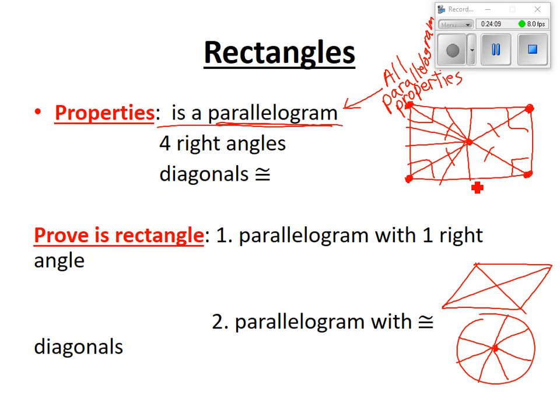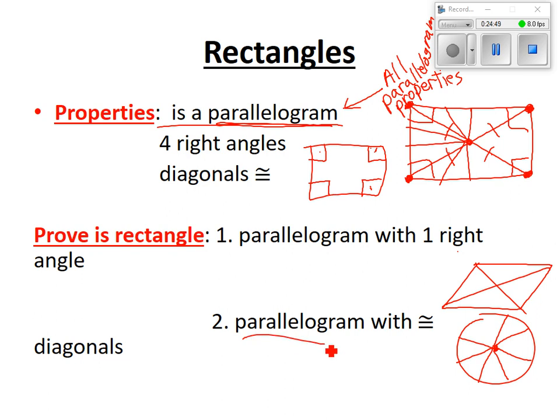To prove something is a rectangle, you can prove it's a parallelogram with 1 right angle. Now, we said it has 4 right angles. How come just 1? All right, if we have this shape and we're trying to prove it's a rectangle, and we know it's a parallelogram, and we know that this is a right angle, well, if that's a right angle, what's this angle down here have to be? A right angle. And then we know that these 2 angles are consecutive, so they have to add up to 180, so what's this one got to be? 90. And then this one's got to be too, so it works out that if you know one of them's a right angle, they're all going to end up being right angles if it's a parallelogram.